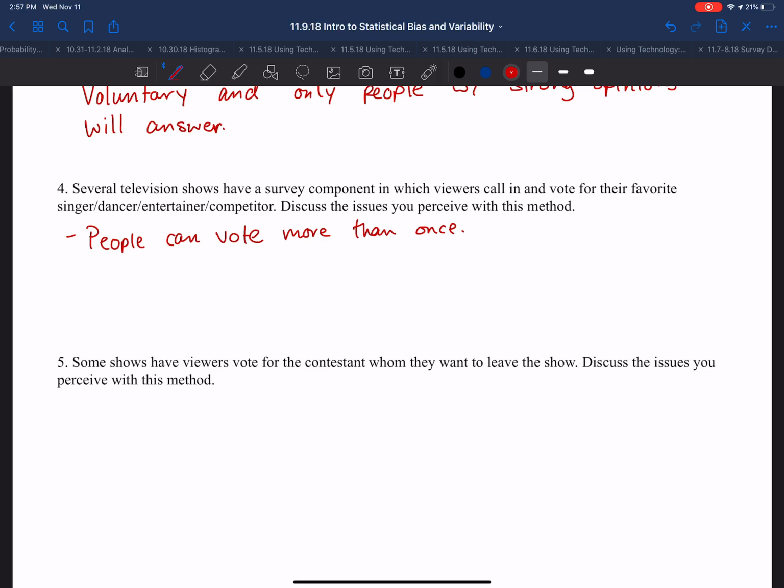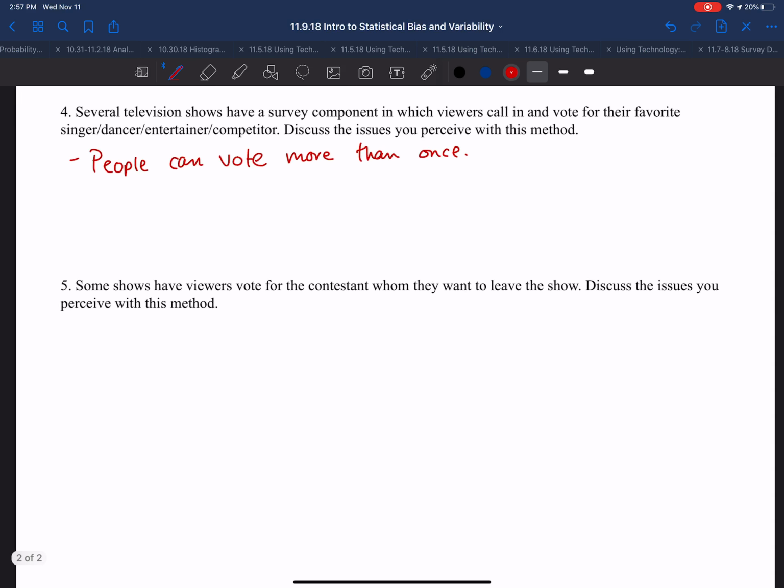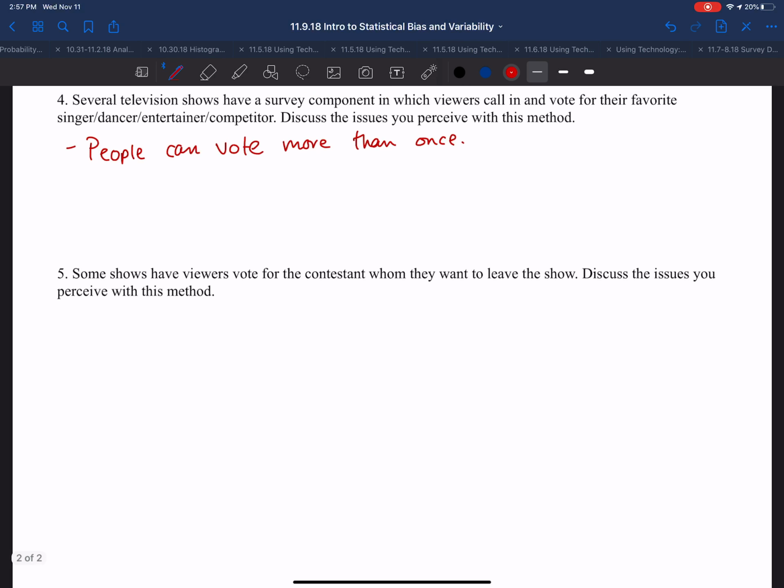Now, number 5 says, some shows have viewers vote for the contestant whom they want to leave the show. Discuss the issues you perceive with this method. And this is basically many of the same issues above. So, people can vote more than once. And some people vote strategically. So I'm going to say strategic voting.